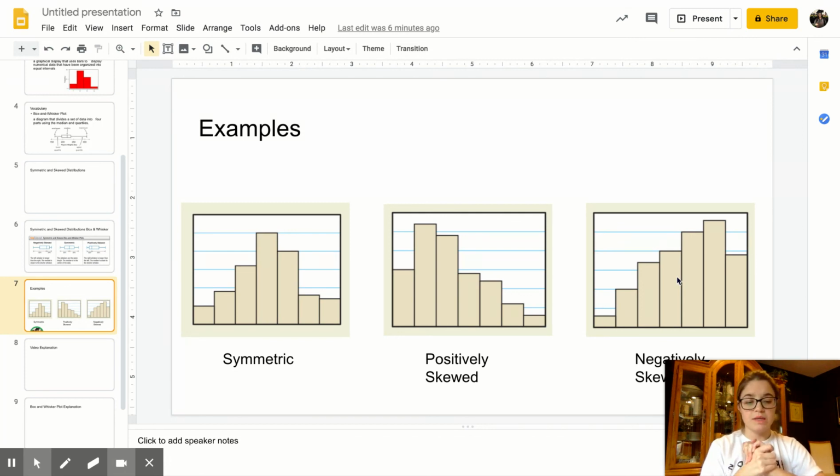So you should be able to look at these diagrams and decide, is it symmetric, positively skewed, or negatively skewed? And you will be doing that in your practice today.